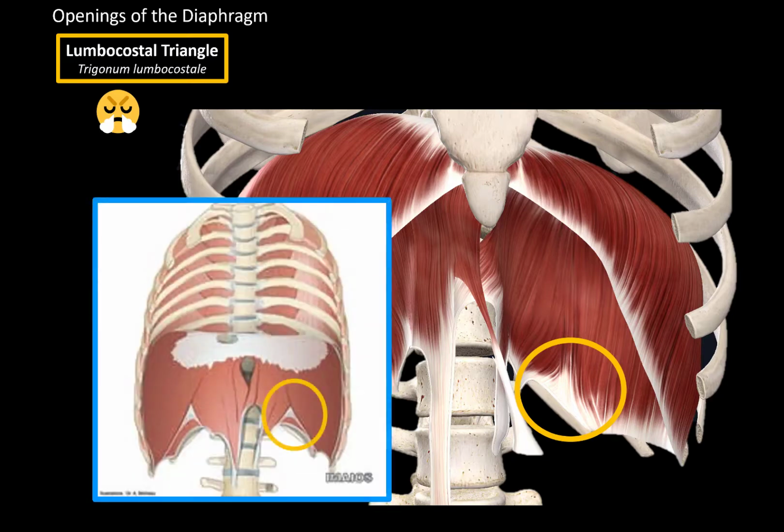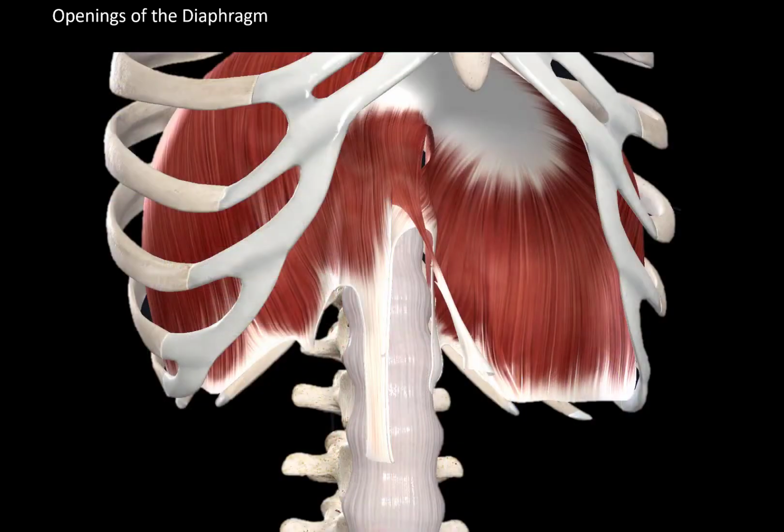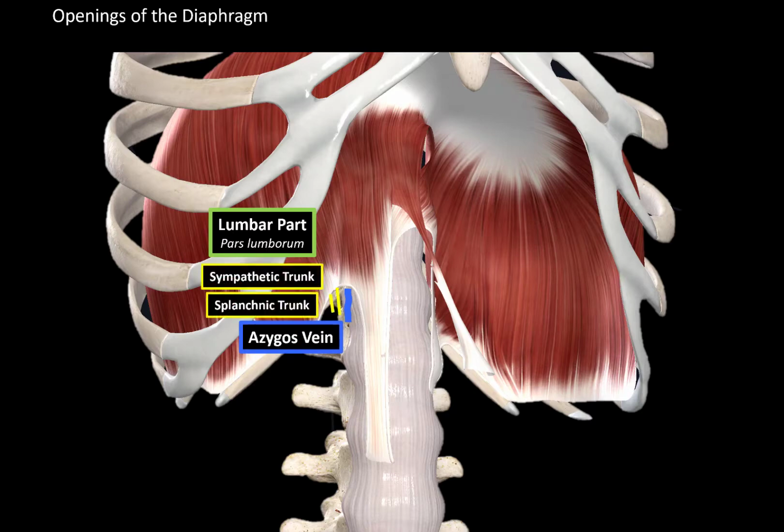This defect looked like this, and in sources you might find the lumbocostal triangle being called the Bochdalek foramen. Now this opening in adults is a potential opening for hernia, where a part of the intestines can get squeezed out so that it bulges into the thoracic cavity. So that's this one. Then we have numerous structures perforating the muscular part of the lumbar region of the diaphragm. Those can be structures like the azygous vein and the splanchnic trunk and the sympathetic trunk.